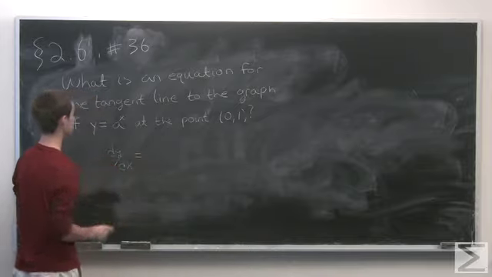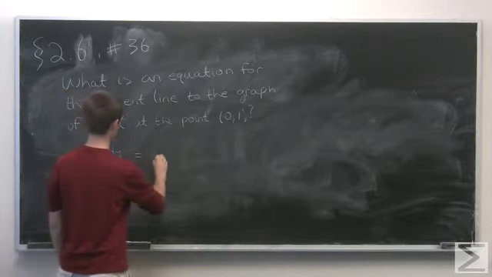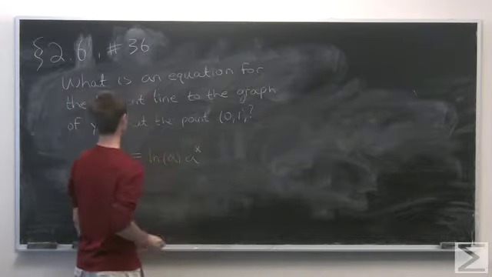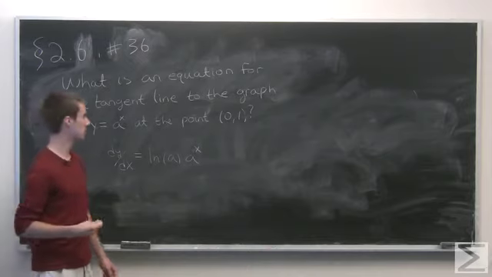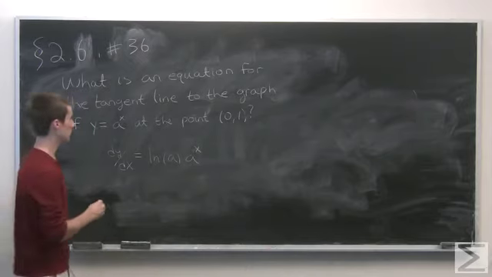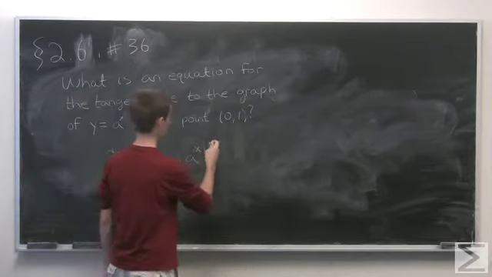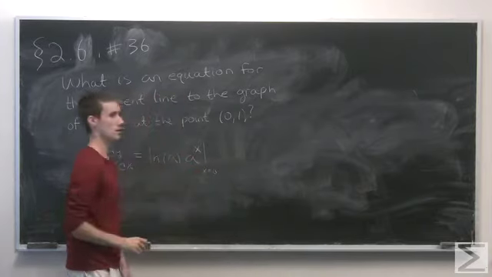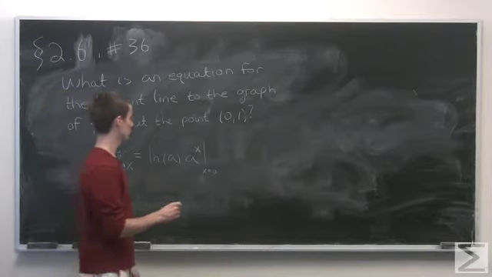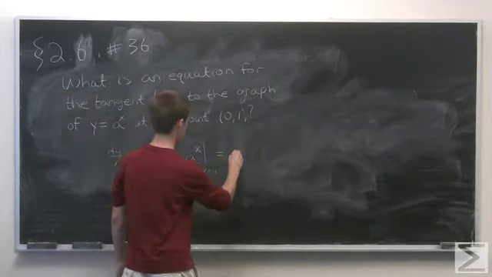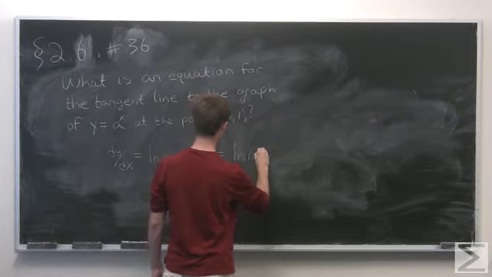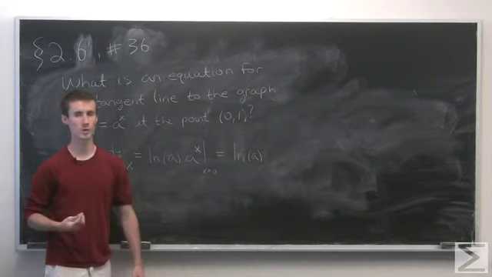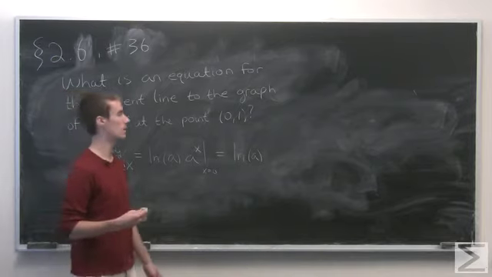So dy/dx is going to be the natural log of a times a to the x. Y is just the general exponential function. And to find the slope of the tangent line at the point (0, 1), we simply evaluate this at x equals 0, the point we're given. So this becomes natural log of a. A to the 0 is just 1, so we see that the slope of our tangent line is just natural log of a.